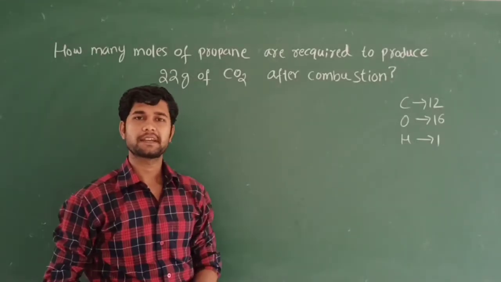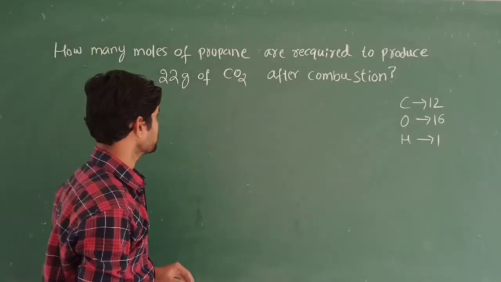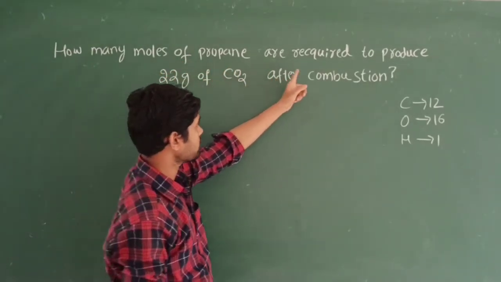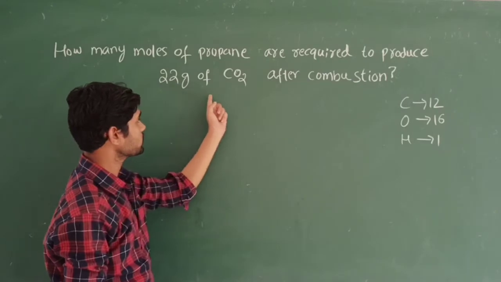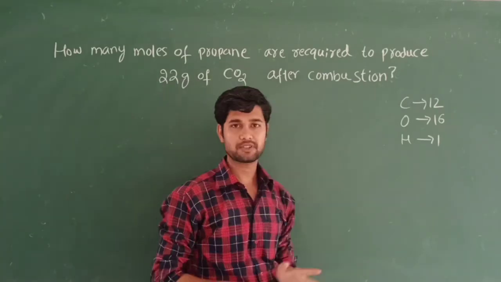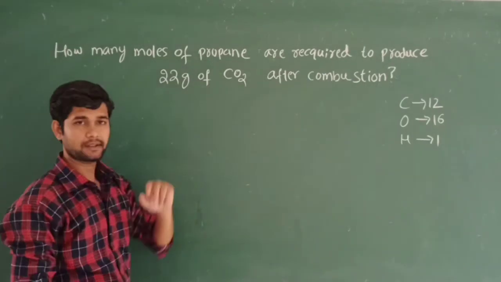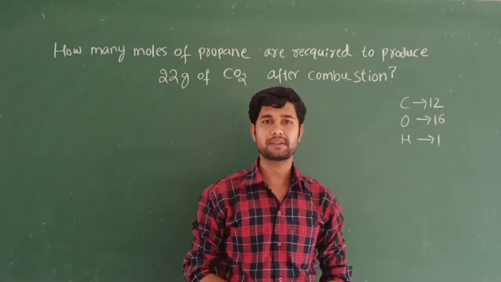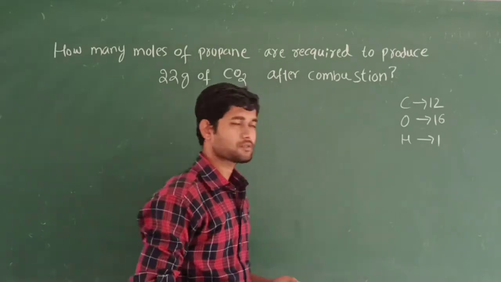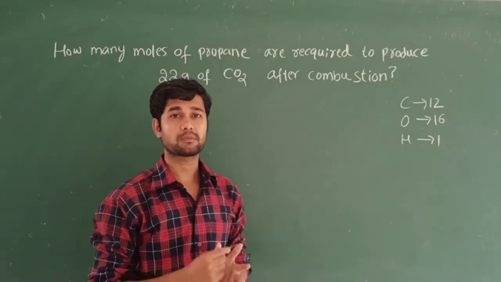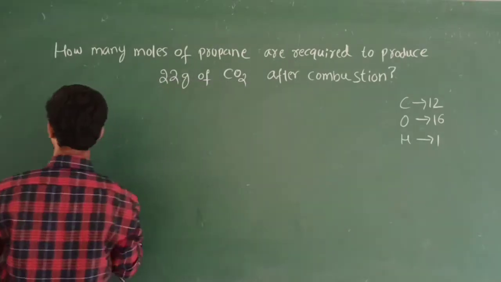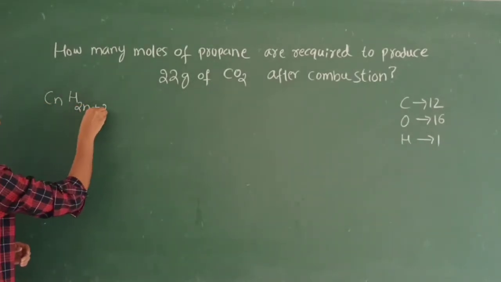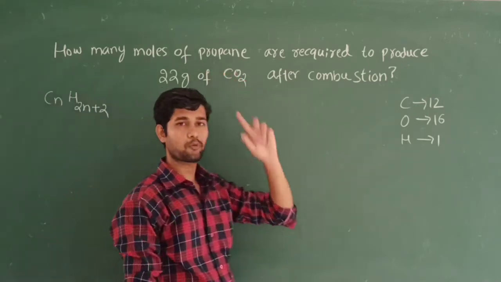Next we can see a very interesting problem. He is going to ask how many moles of propane are required to produce 22 gram of carbon dioxide after combustion. So he is asking about propane. You know propane, you have studied it in your basic classes. Propane is nothing but 3 carbon. So first we should find the formula of the alkane. The alkane formula is CnH2n+2.